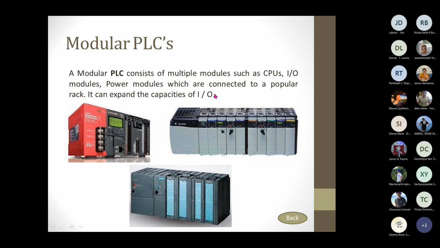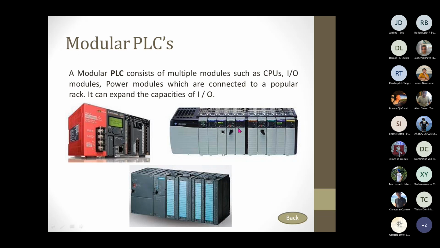So these components are made separate from each other. For example, in this case, the red one, I think this is Mitsubishi, is the power supply, the red colored part, and the second part is the CPU, and then the other components are the input and the output modules. They can be detached, meaning to say you can remove the power supply from the unit, you can remove the CPU from the unit, you can remove the input from the unit, you can remove the output from the unit.